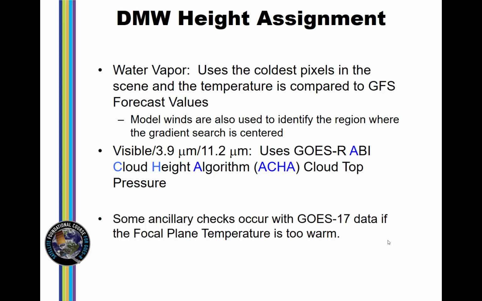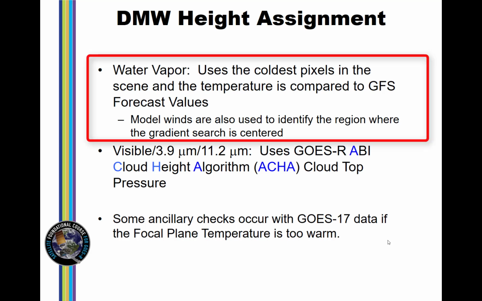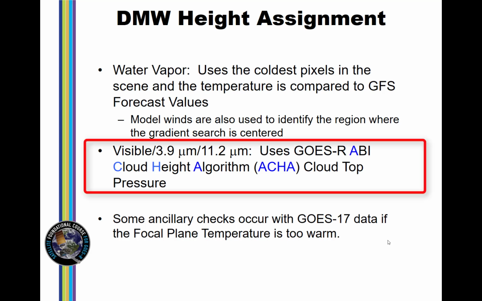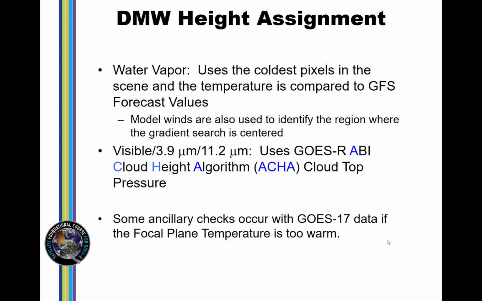How is the height assigned? For clear skies with water vapor, the coldest brightness temperature in the scene is compared to GFS forecast values. For the 0.64, 3.9, and 11.2 micrometer winds that are derived, the ACHA cloud height is used. ACHA stands for the ABI Cloud Height Algorithm. If you have GOES-17 data, there's some extra processing done because the loop heat pipe might mean that the brightness temperatures are too warm.